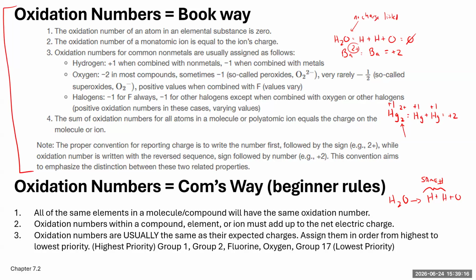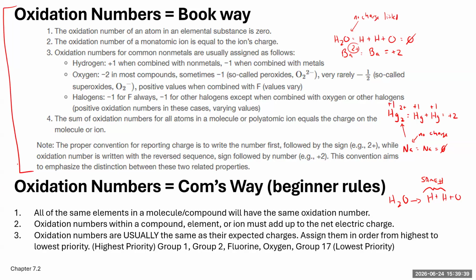All right, let's do something now like sodium metal. Since there's no charge, sodium has to equal 0 because there's no charge. Again, the oxidation numbers have to add up to the net electric charge.